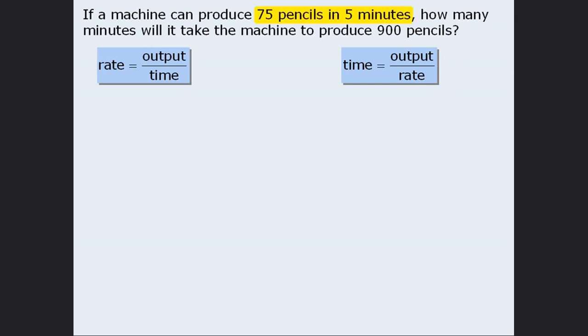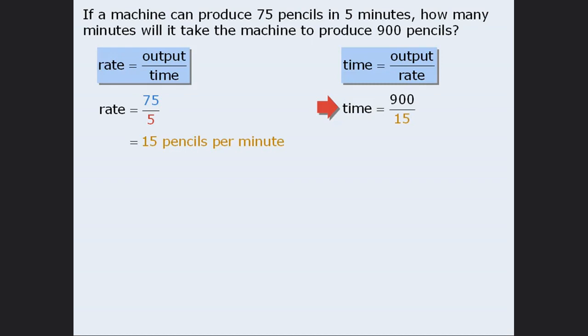Now the question tells us that the machine produces 75 pencils in 5 minutes. So to find the rate here, we will take the output of 75 pencils and divide it by the time of 5 minutes. When we do this, we get a rate of 15 pencils per minute. Now that we know the machine's rate of production, we can calculate the time it will take to produce 900 pencils. This will equal the desired output of 900 pencils divided by the rate of 15 pencils per minute. When we evaluate this, we get 60.